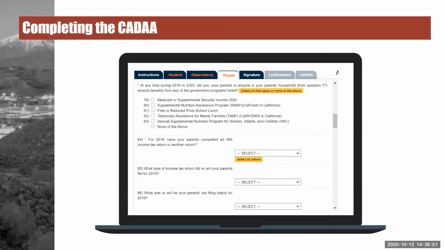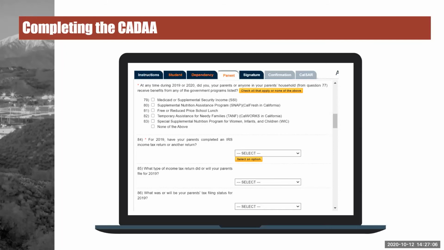After reporting the household size and number in college, you will have to report whether anyone in the parent's household received benefits from the government programs listed on the application. Select each benefit as applicable or select none of the above if that applies to your situation.